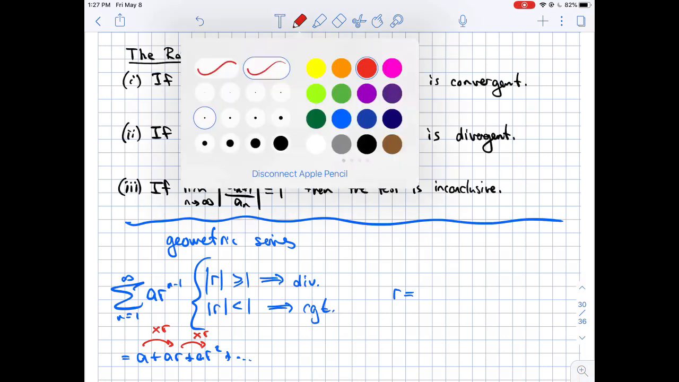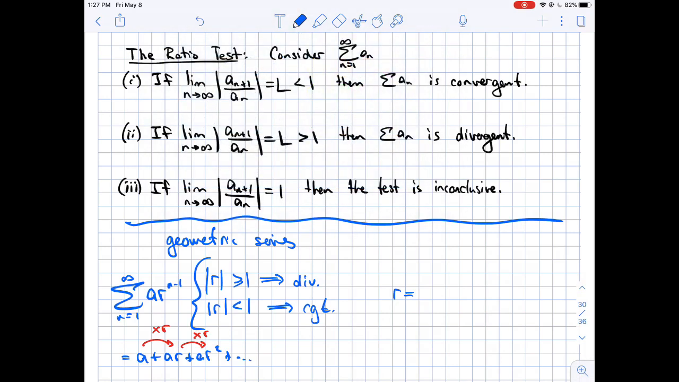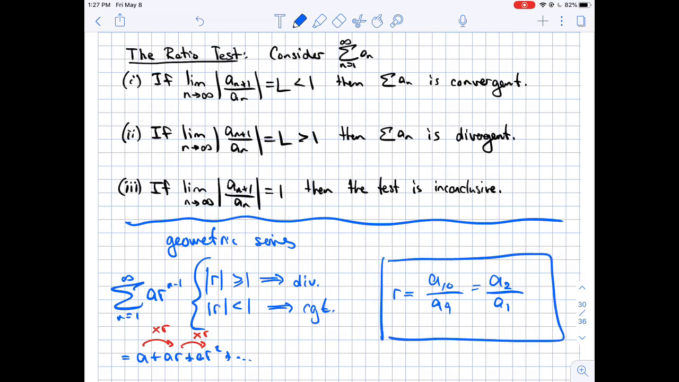Because r is the common ratio, I can literally find it by just doing one term divided by the previous term. For example, I could take the 10th term and divide it by the 9th term, or I could take the second term divided by the first term, and that common ratio would be the same no matter which pairing of terms you took. This right here is the connection that we're looking for when we're looking at the ratio test.